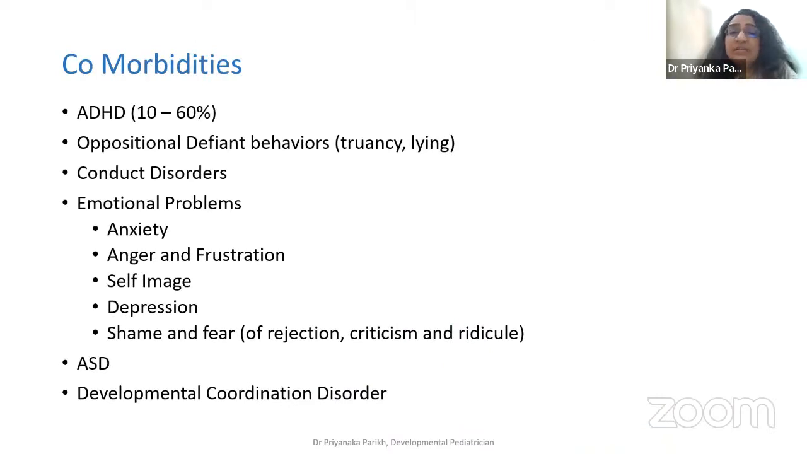Learning disability also comes with its own bag of comorbidities, or conditions which are seen along with the learning disability or sometimes as a result of it. We see ADHD quite often with learning disability. Various studies have shown ADHD in the range of 10 to 60%. There are also oppositional defiant behaviors, conduct disorders, emotional problems like anxiety and depression, which could be along with or as a result of the learning disabilities, autism spectrum disorder, and as we saw, developmental coordination disorders. So it is very important to also identify all these comorbidities and manage them.